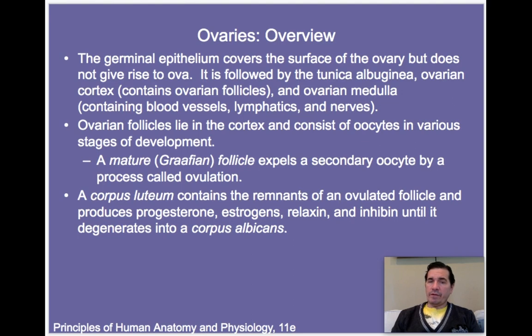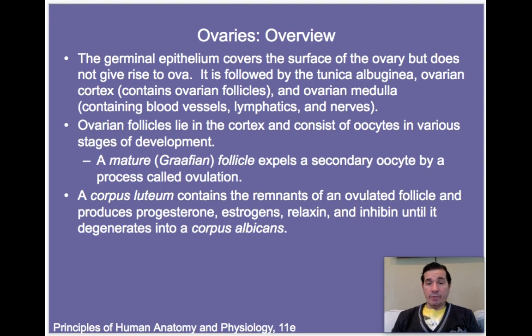Now, here's the thing: whatever number of follicles you develop by the time you're born is the amount of follicles you'll have for the rest of your life. You don't form any others. So when they're gone, they're gone. One of the things that we see is they develop into different follicles: primary follicle, secondary follicle, and then Graafian follicle. And this Graafian follicle is where it expels the secondary oocyte through the process of ovulation.